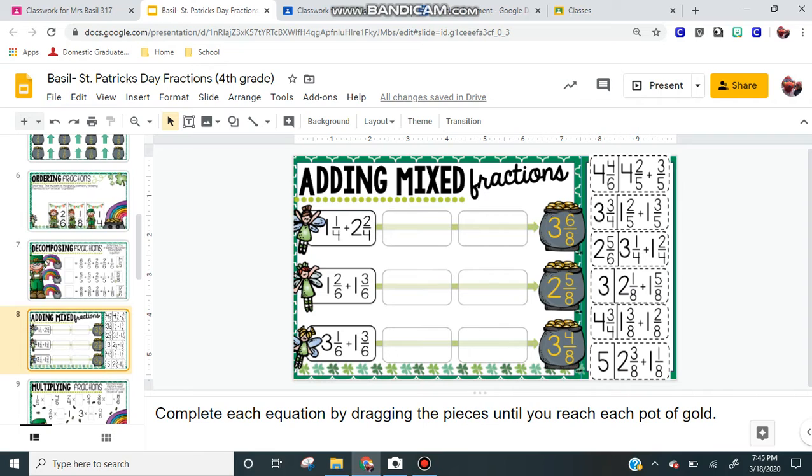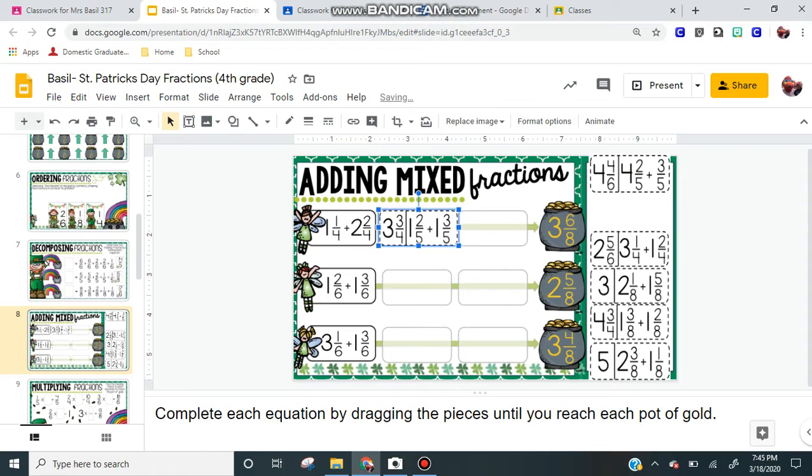This is the one I heard some comments about. So you have to add this mixed number together. So 1 plus 2, which is 3, so it's 3 3/4. So you come down here and you find 3 3/4. I click on it and I drag it over. Then you add the fraction after it.